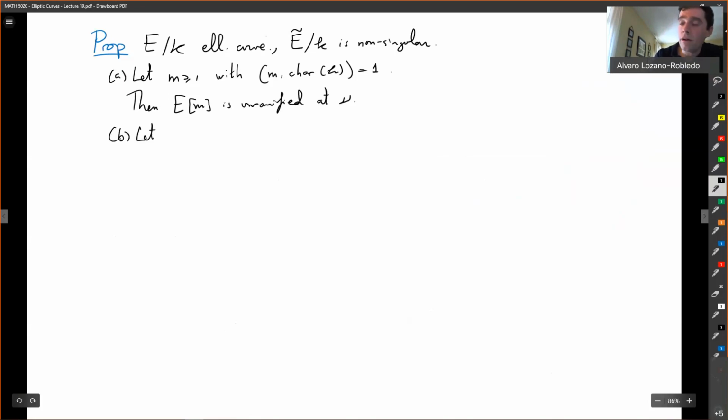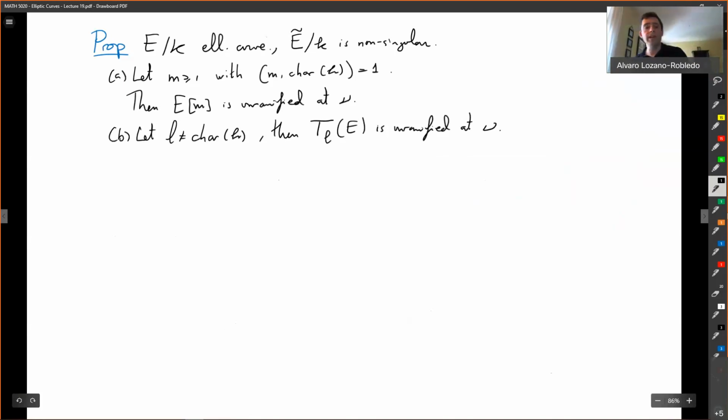And b, let l be different from the characteristic of K, then the l-adic Tate module is unramified at nu. We are in fact going to need this to prove the Mordell-Weil theorem. We're going to need to show that the field of definition of the M torsion is in some extension of a number field that is unramified at most primes, in order to use some other theorem for finiteness. So this is going to come back in the proof of the Mordell-Weil theorem. So let's prove this. It's also a good example of how to deal with the action of Galois.